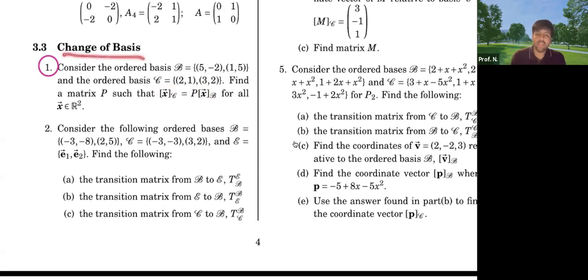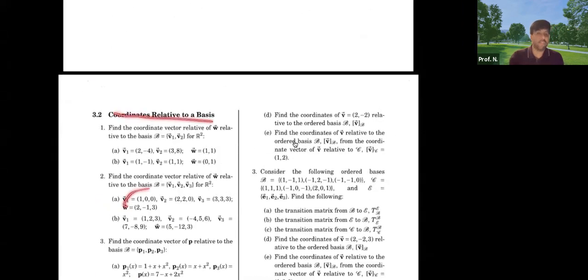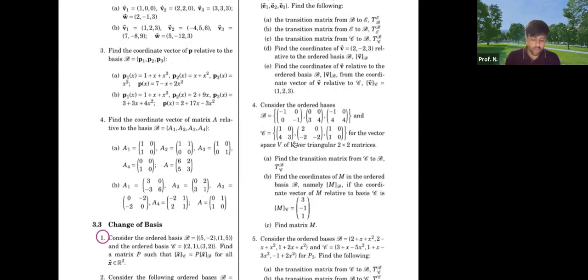To understand change of basis, you have to understand the preceding category, which is coordinates relative to a basis. You see how sequential this is? To understand coordinates relative to a basis, you have to understand linear combinations, linear combinations of bases, which are linearly independent and span. All of this stuff is interlaced. It's connected. So you have to go from the ground up to really understand things in a very intuitive way.